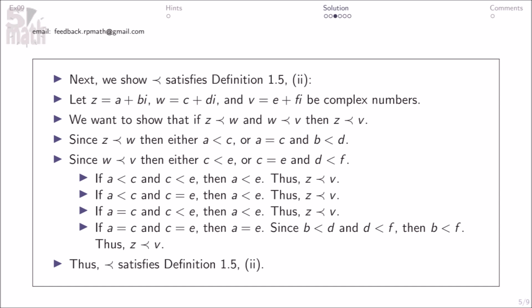If A less than C and C less than E, then A is less than E, thus Z precedes V. If A less than C and C equals E, then A less than E, thus Z precedes V. If A equals C and C less than E, then A less than E, thus Z precedes V. If A equals C and C equals E, then A equals E. Since B less than D and D less than F, then B less than F. Thus, Z precedes V. Thus, precedes satisfies definition 1.5.2.